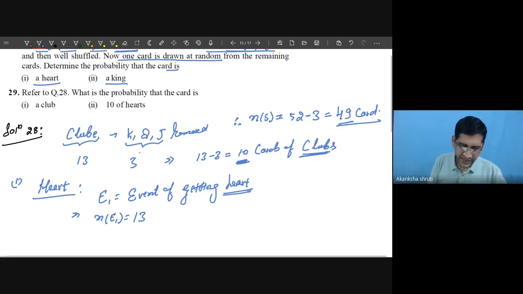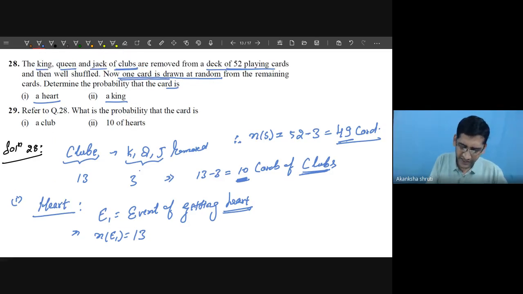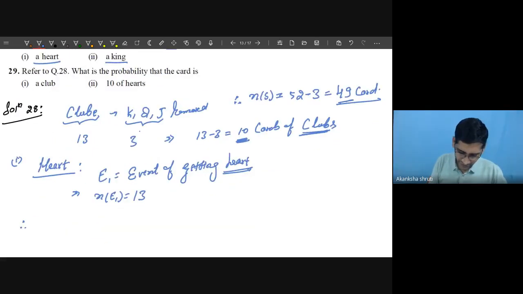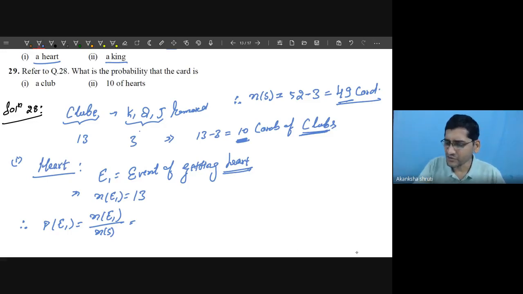The question is here, only one card is drawn. So therefore, probability of event E1 is our NE1 divided by NS. Since this heart, which is 13 in number, have to be drawn out of this 49 cards only. So NE1 is 13, but NS is 49. So it is only this much is the answer.